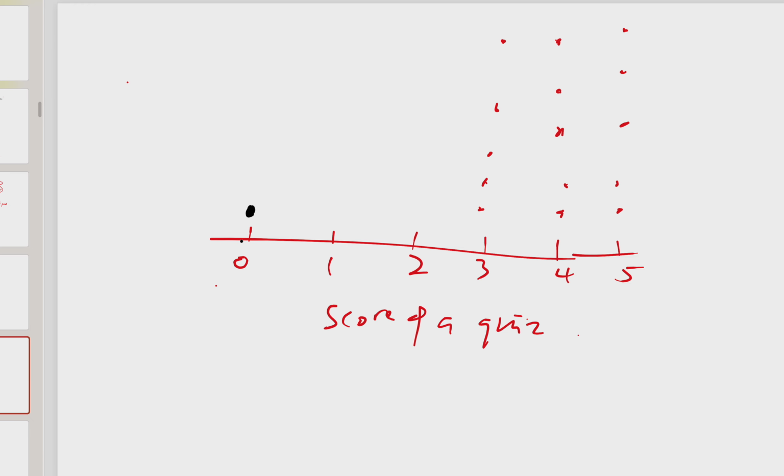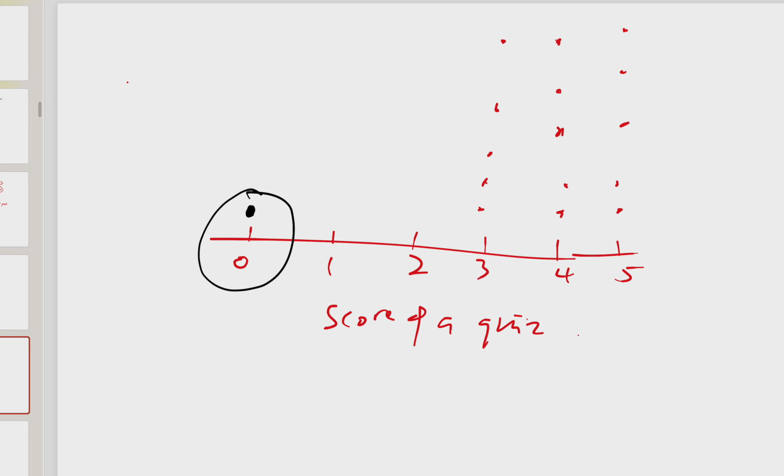So what do you observe? Most of the students score 3, 4, and 5, right? And then suddenly there is this student who scored 0. So which one is the special one, or the outlier? This one. So the score of 0 is an outlier. Does it make sense? What's the meaning of outlier?